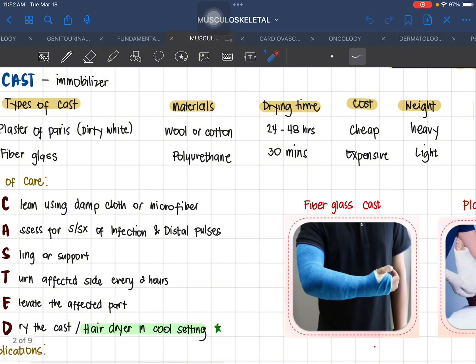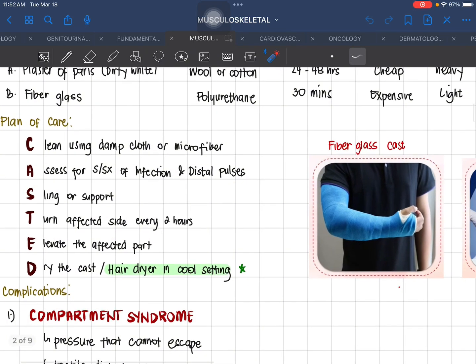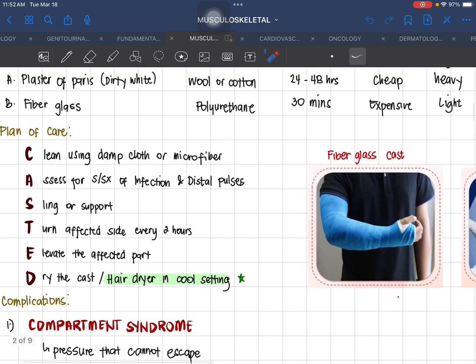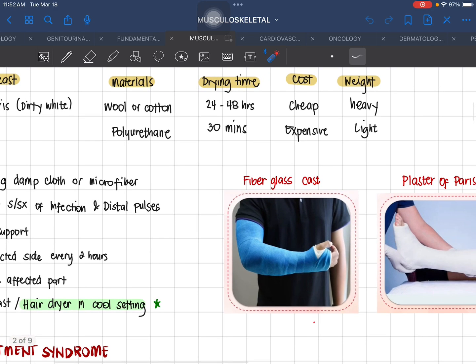Tapos, ang drying time niya, 24 to 48 hours. Tapos, syempre, dahil kumpara sa isa, mas matagal siyang mag-dry. Cheap lang naman yung cost niya. So, affordable. And then, yung weight niya, heavy. So, sa fiberglass naman, ito, iba-iba kulay na ito. As you can see, may makikita rin kayong pink or other colors niyan. And gawa siya sa polyurethane. Tapos, nagda-dry siya within 30 minutes. And then, it's, of course, expensive and lightweight naman siya.